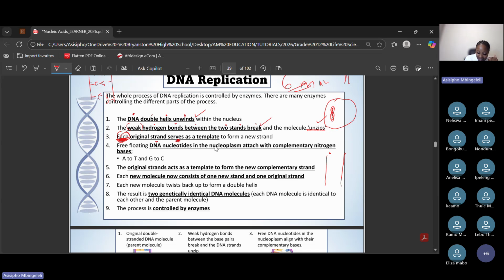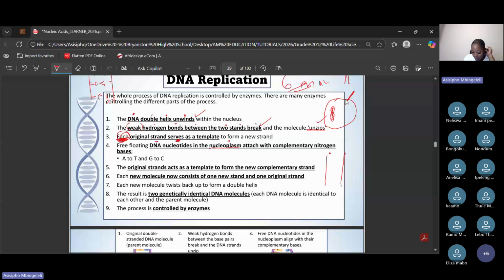They are coming from the nucleoplasm. Last week, we spoke about the nucleoplasm. We said the nucleus is made up of a membrane, and then inside that membrane, you have a jelly-like substance, which is a nucleoplasm. Now, these DNA nucleotides are found in the nucleoplasm. Then they will attach themselves to complementary bases, to the bases that are opened here.